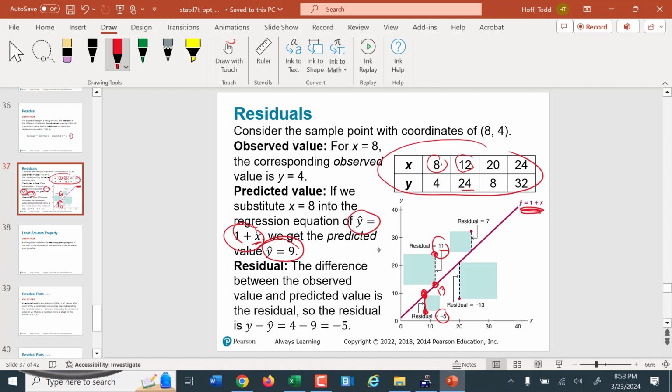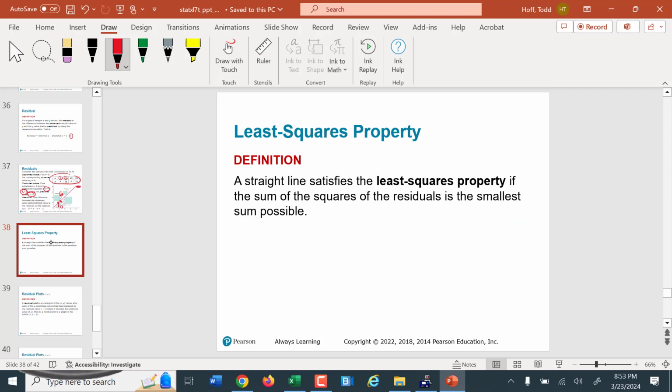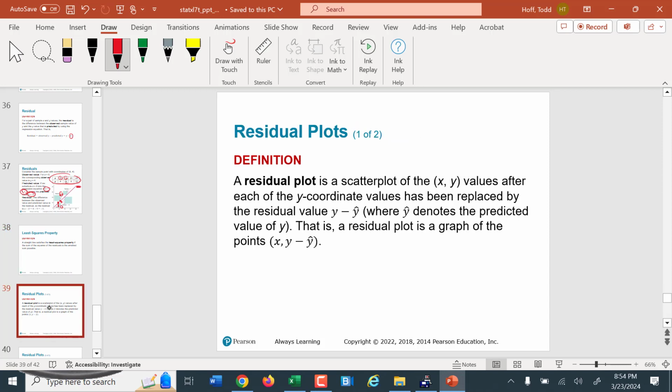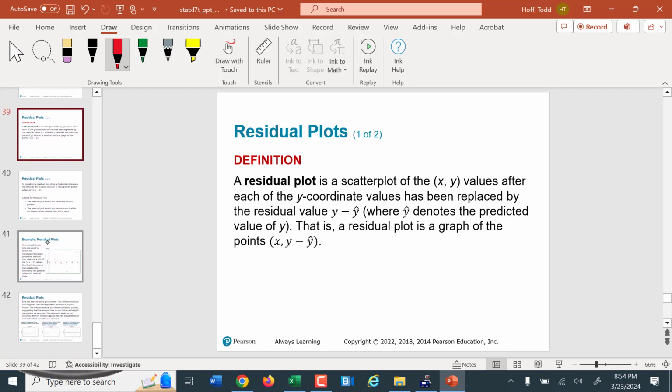The sum of the squares, the least squares model, means that we're going to take those residuals and square them and add them up. The least squares model should give the smallest number for the sum of those squared residuals. So let's talk about a residual plot. A residual plot uses the equation and these predicted values, and it compares them.